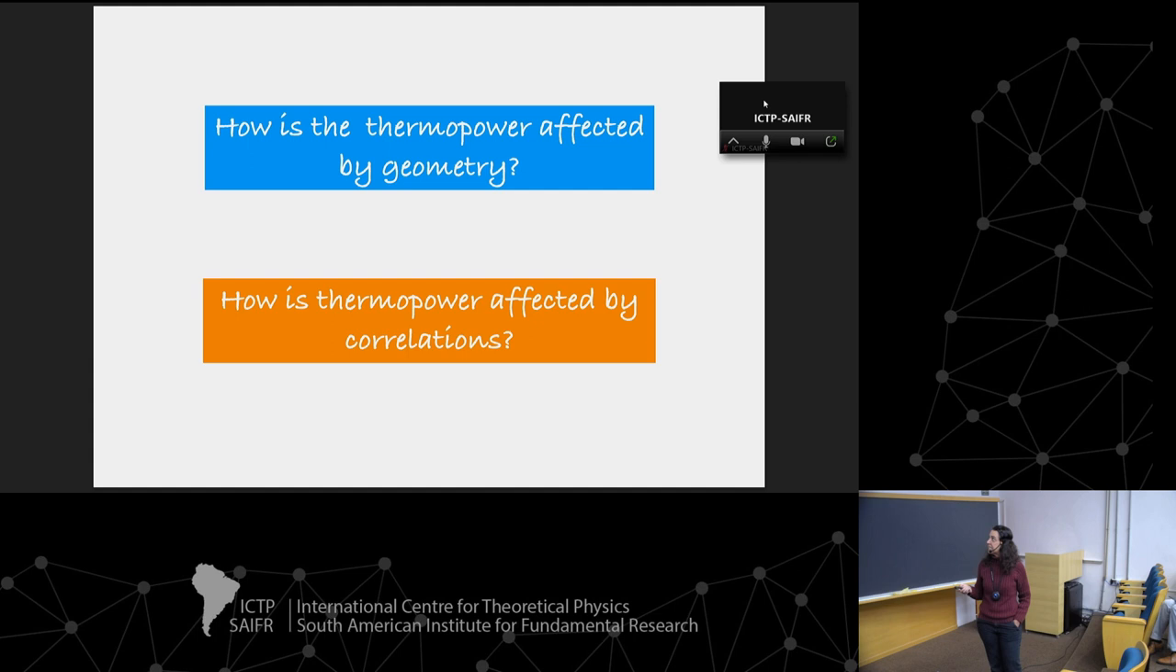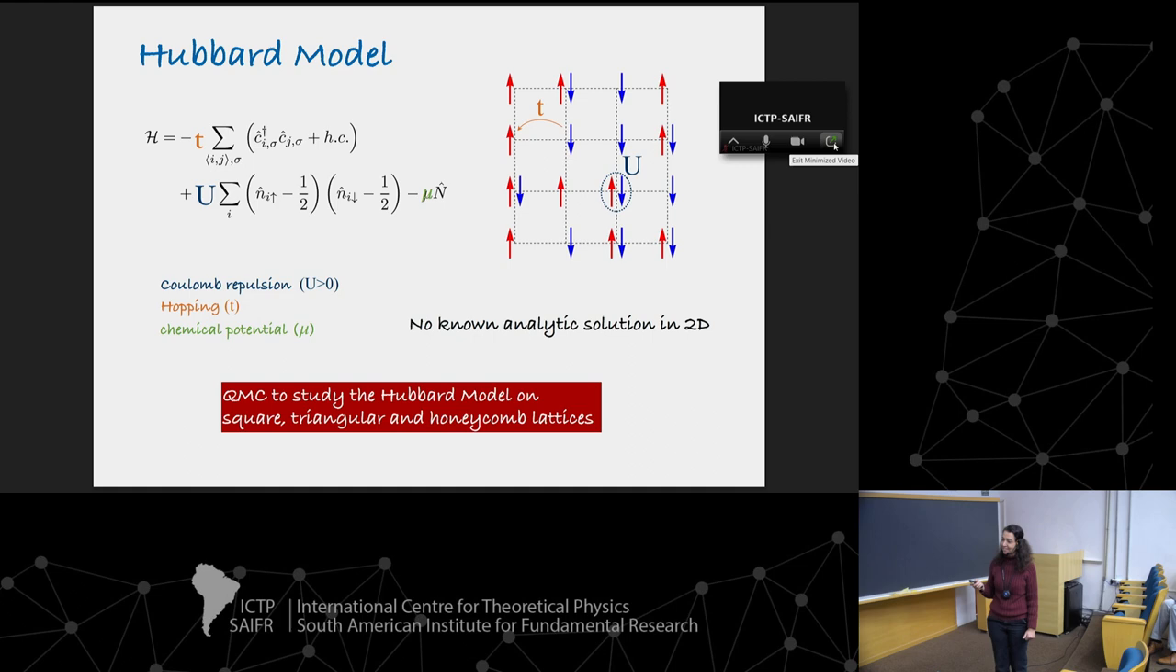So the questions I want to answer here are these two. How is the thermopower affected by geometry? So we are going to look into different geometries. And how is it affected by correlations? To do so, I'll use the Hubbard model.